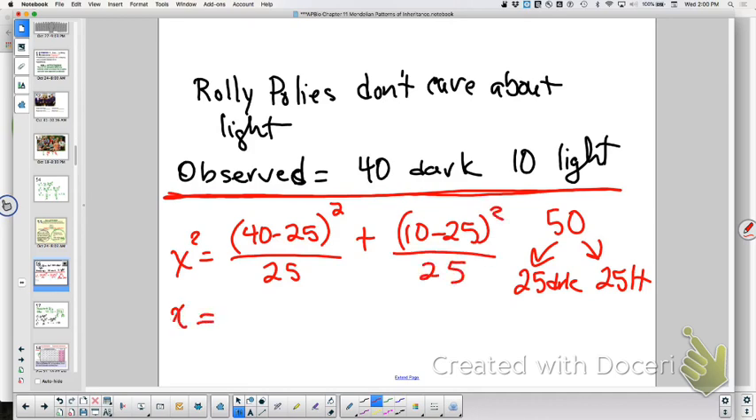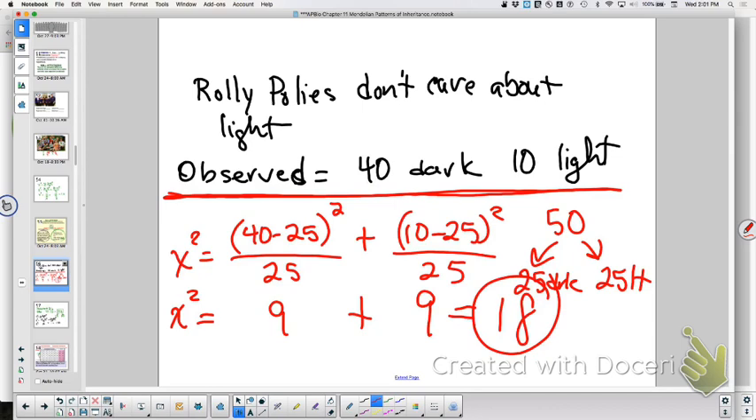Okay. 40 minus 25 is 15, right? 15 squared is 225 or something like that. 225 divided by 25 is 9. This math is the same. 9. What is our number? 18. That sounds like a big number to me. Okay? Right there, I don't even need to look at the chart. Because now I can tell you I'm probably going to be disproving my null.